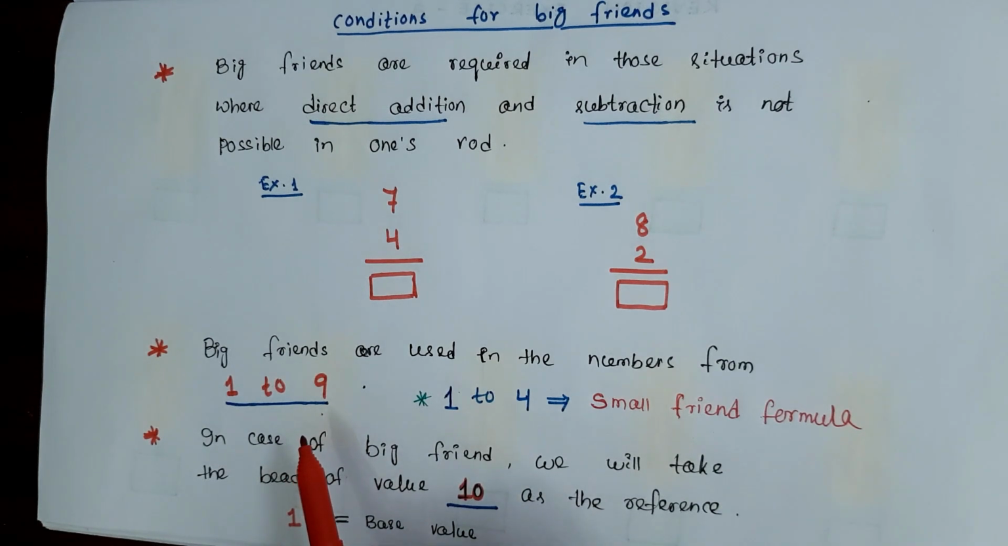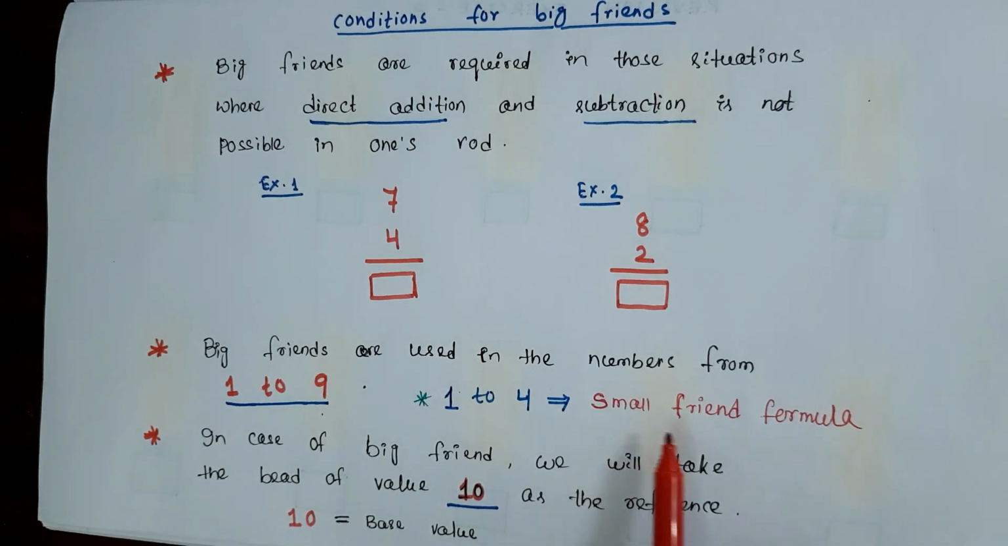Our second condition for big friend formula is big friends are used in the numbers from 1 to 9. Let us say if we want to add to or subtract from a particular number where direct addition and subtraction is not possible in the ones rod, in that case we can use the big friends. We know that from the number 1 to 4 we can use the small friend formula. Suppose the use of small friend formula is not possible from 1 to 4. In that case what should we do? We should check for the big friend formula, okay?